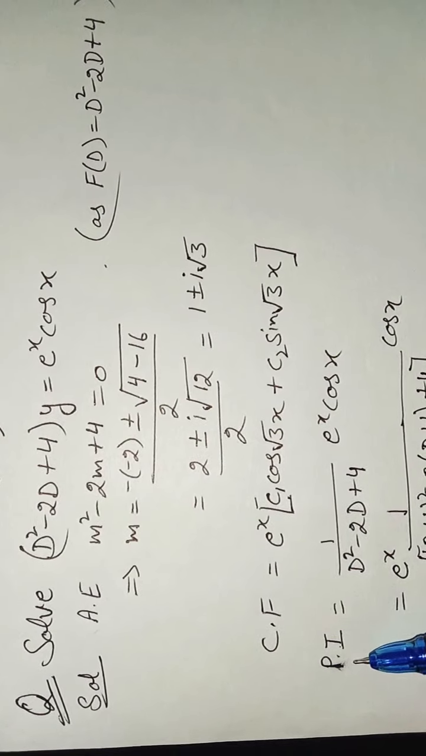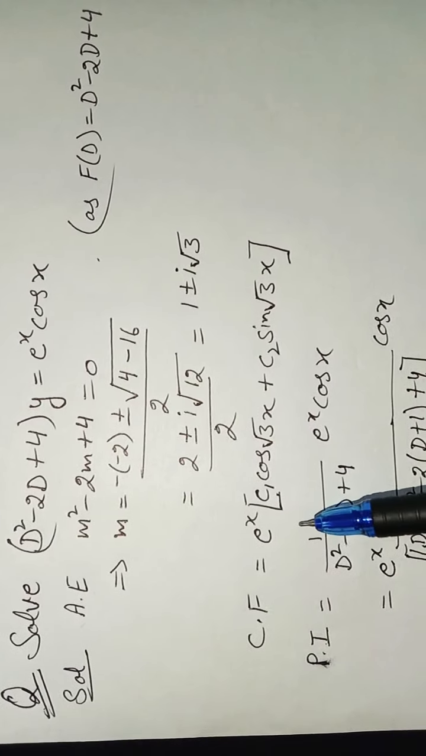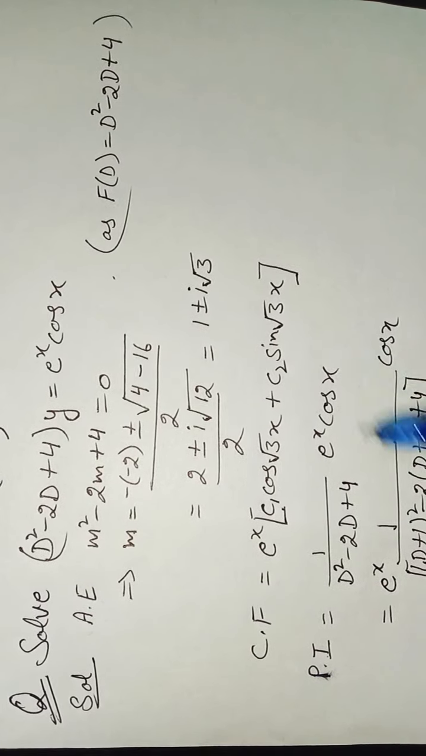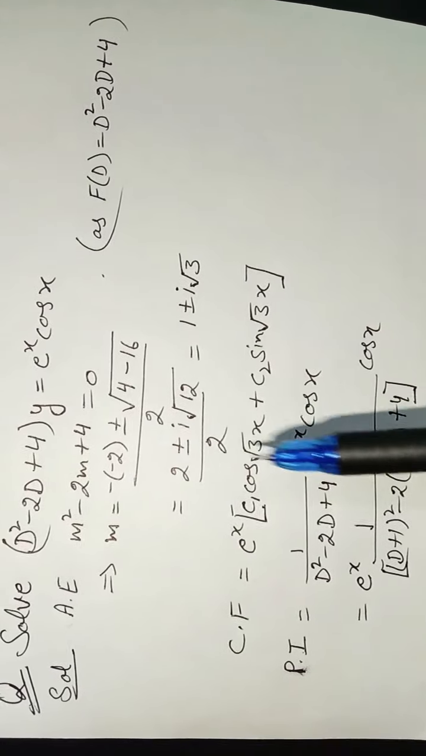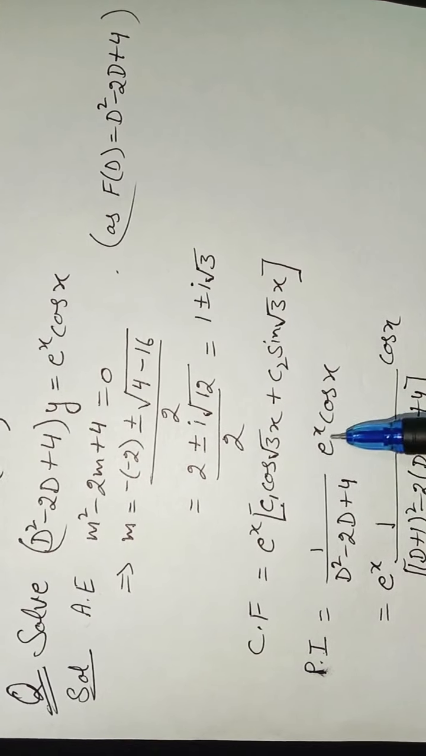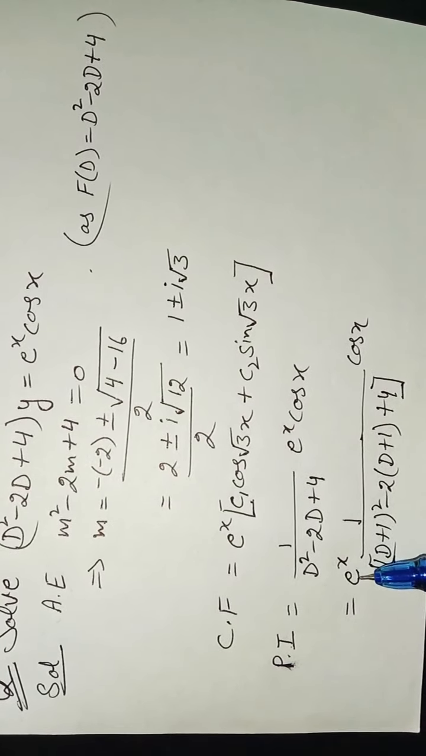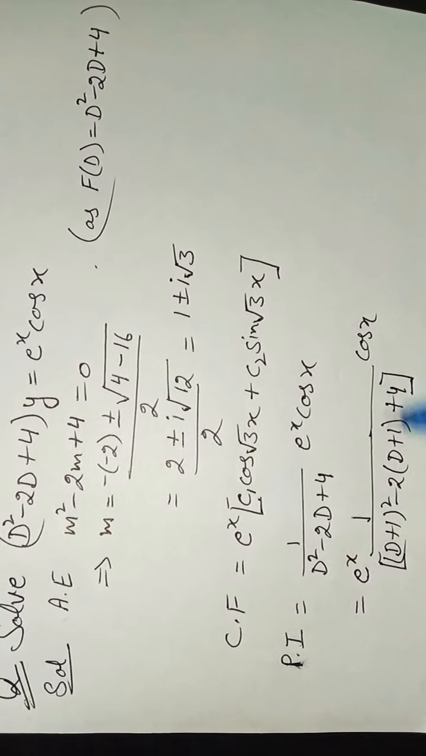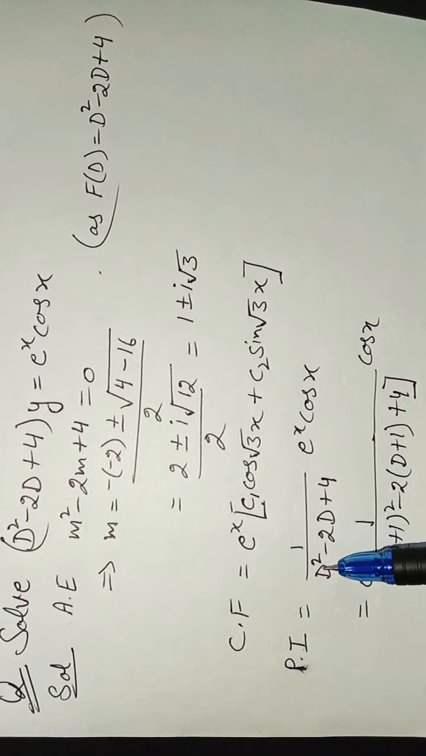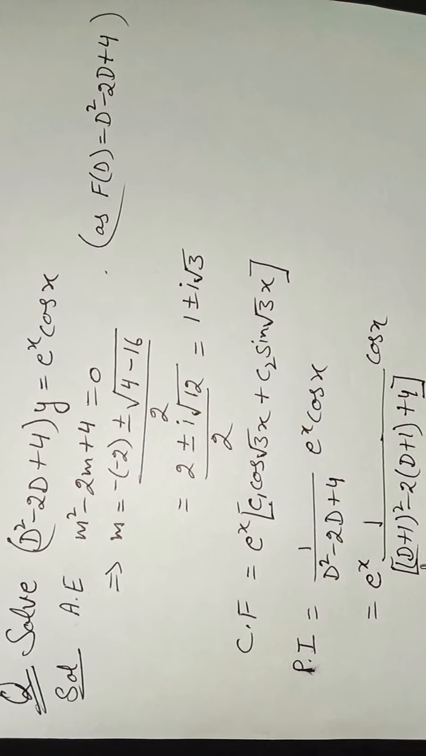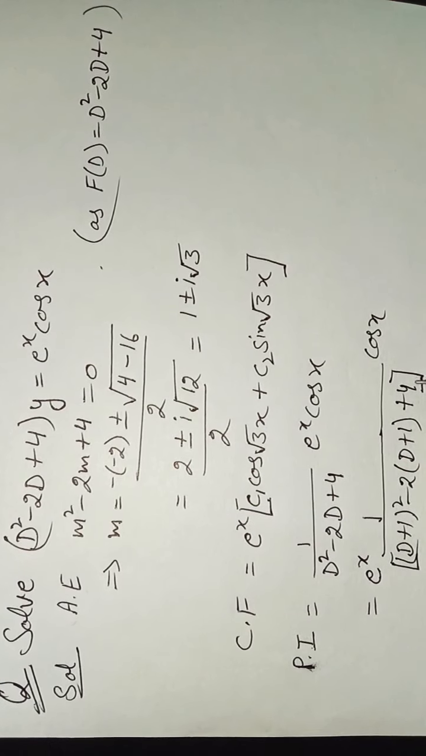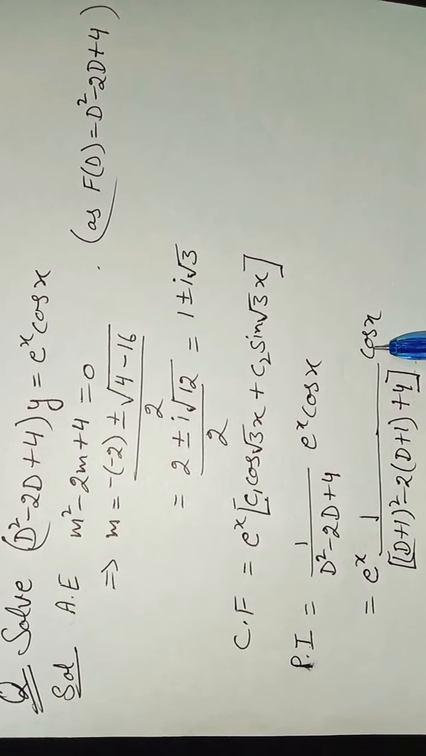Okay, now we calculate the particular integral. The particular integral is 1 over f(D) operating on the right hand side function, that is e raised to the power x cos x. As I told you above, first we take out the exponential function. So I write e raised to the power x, and then we replace D by D plus 1 in f(D). Here it was D square, so now I write (D plus 1) square, minus 2 times (D plus 1), plus 4, operating on cos x.